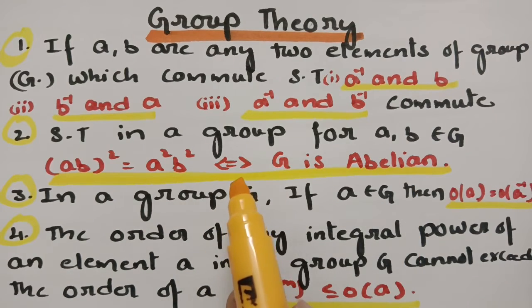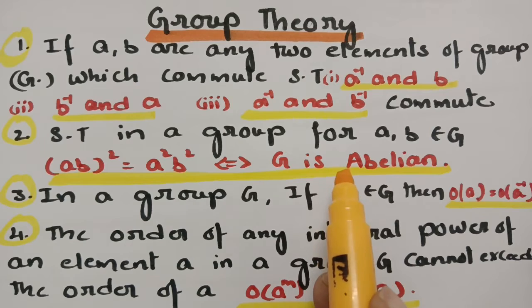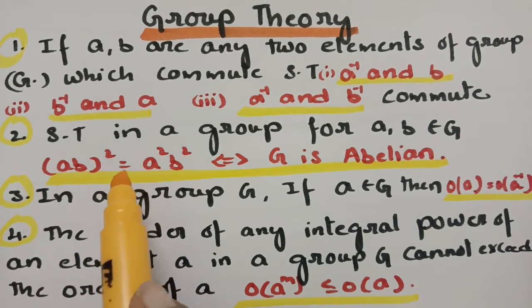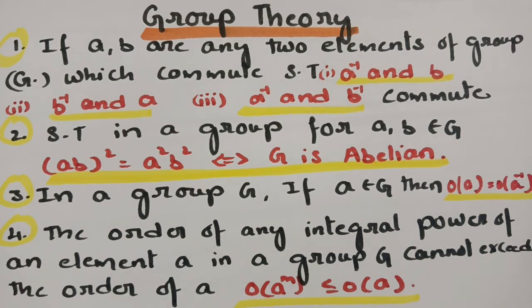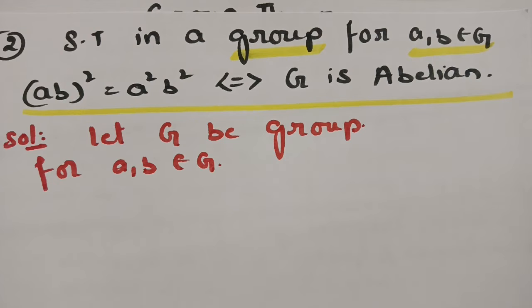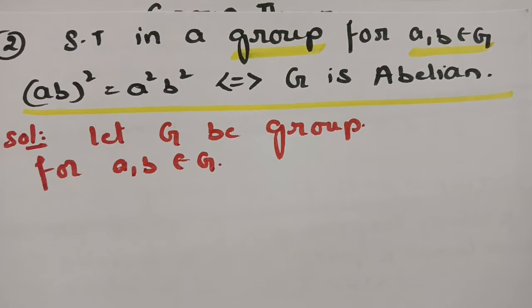So this is the if and only if case. We have to take this one for the first time and prove that G is abelian, and again we have to take G is abelian and prove that (AB) whole square is equal to A square B square. So there are two parts here. In a group G, if A and B belong to G and (AB) whole square is equal to A square B square, then G is abelian. So we have to show that G is abelian.